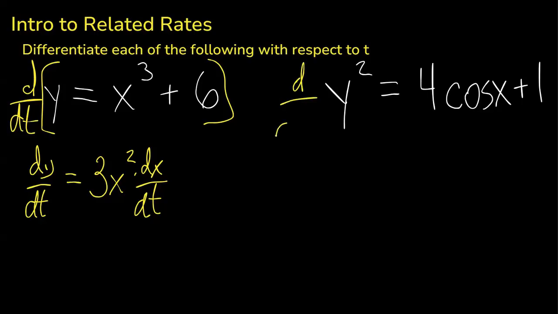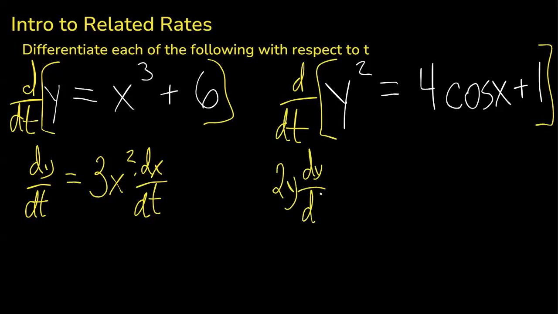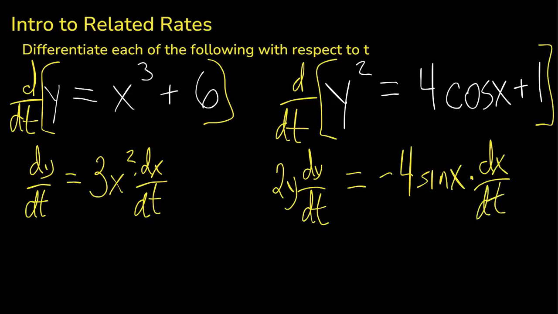This second one here, the derivative of y squared is going to be 2y dy dt. And then the derivative of 4 cosine x is going to be negative 4 sine x times dx dt. The derivative of the constant 1 is just 0. Now, we could solve this for dy dt if we wanted to, or we could solve it for dx dt. Depending on what the problem is asking you to do will determine what you do from here. For this problem, this is all we needed to do.